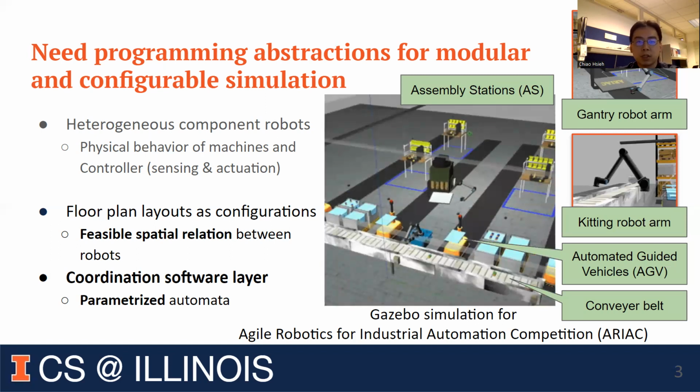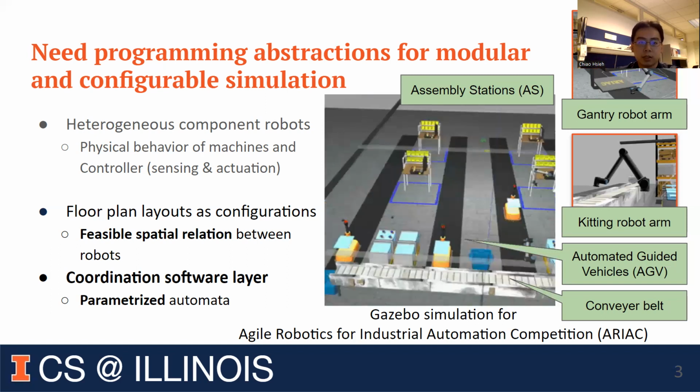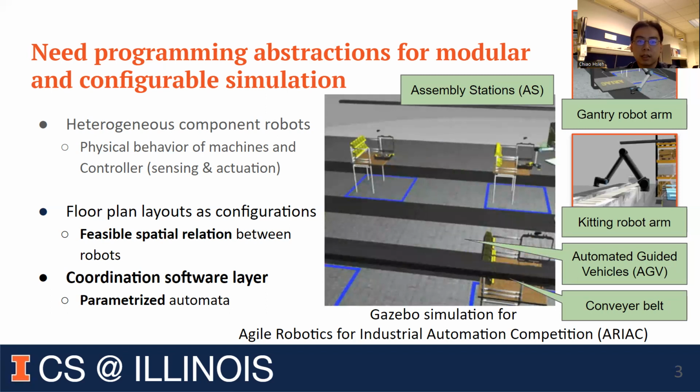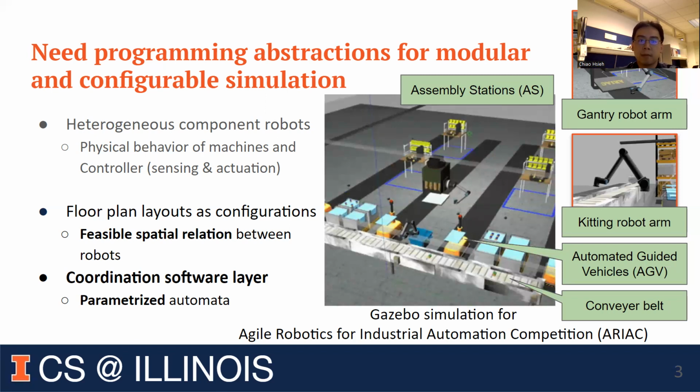Now we discuss in more detail with the example system on the right. This example system is from the Agile Robotics for Industrial Automation competition in 2021. As you can see, starting from the conveyor belt, that's where the product part enters the system, and the kitting robot arm will sort and transfer the battery to the automatic guided vehicle. The automatic guided vehicle then ships the battery to the assembly stations. And right now you can see that the gantry robot arm picks up this product part, in this case, the battery, and puts it in a briefcase on the assembly table.